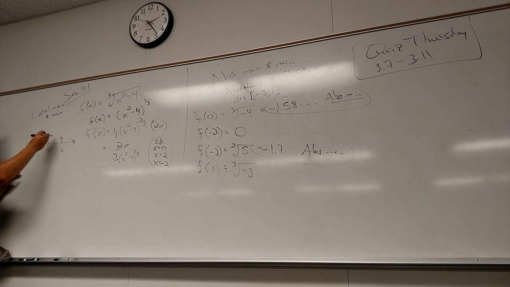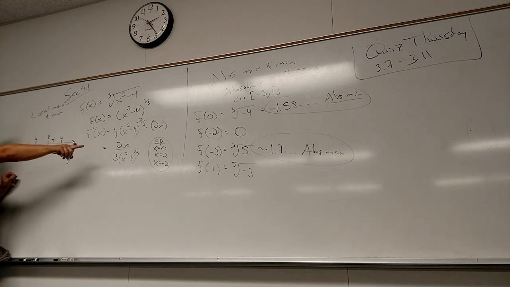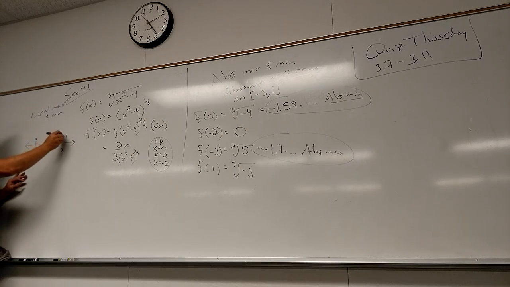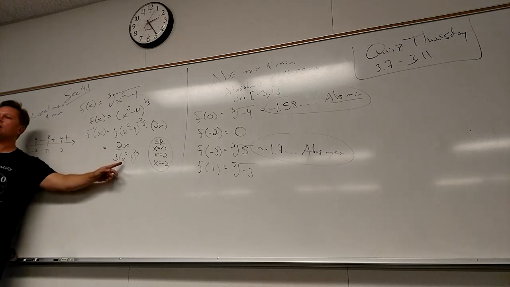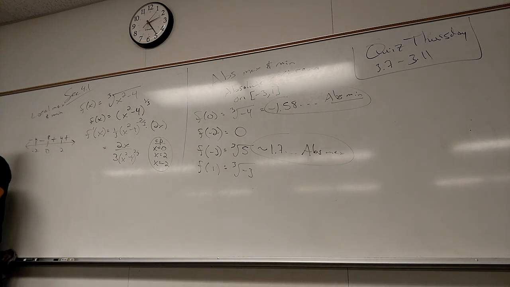So when I plug a 1 in, I get a positive. When I plug a 3 in, positive. When I plug a -1 in, negative. When I plug a -18 billion in, negative. I just say that because I don't care about the number. It's just got to be in that region. And I don't care about the number output. I just care about the sign of the output.